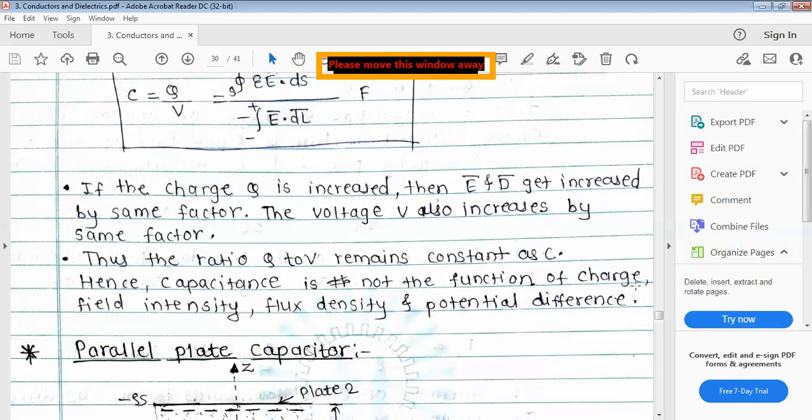So it is just like a resistance. By using Ohm's law, V is equal to IR, but we are taking that R as a constant. Likewise, here this C is considered as constant. It means if you increase the charge Q, with that same ratio you have to increase V so that your capacitance will remain the same.